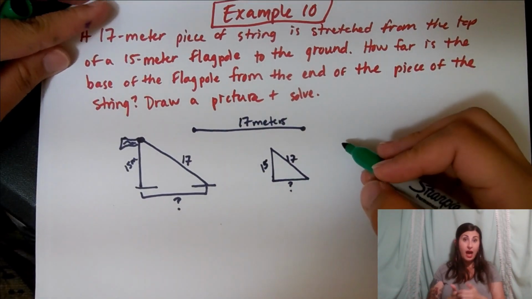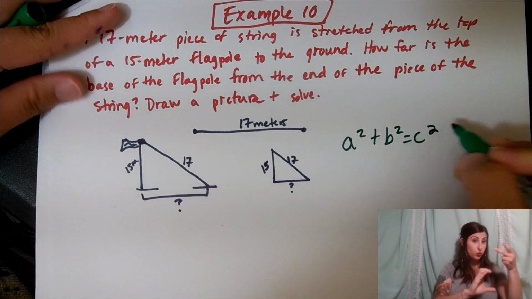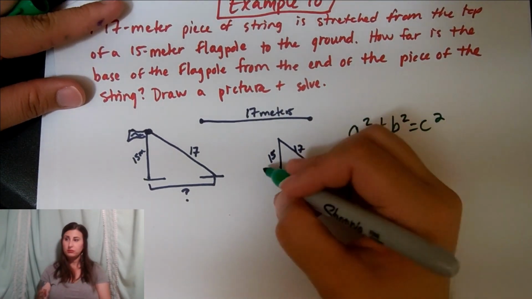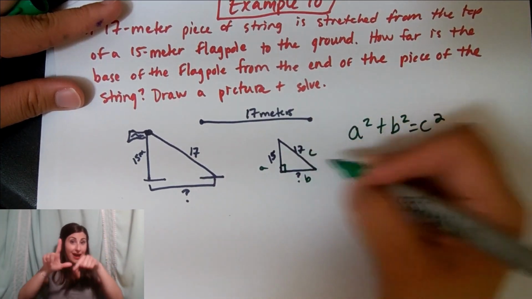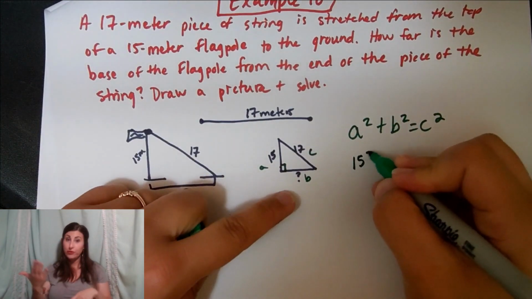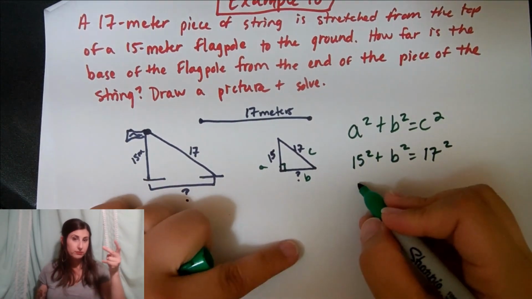All right. So I'm going to start plugging it in. A squared plus b squared equals c squared. Okay, so I'm going to say that's a, that's b, this is c. C always has to be the hypotenuse. So 15 squared plus b squared equals 17 squared.